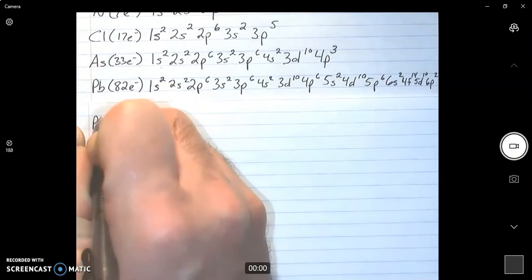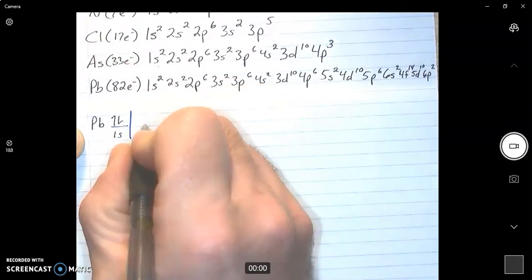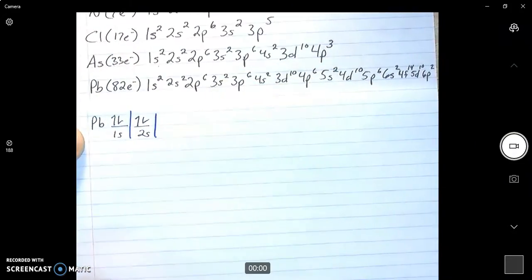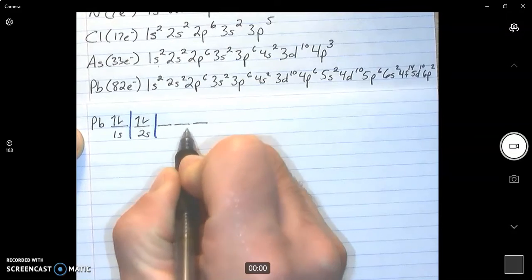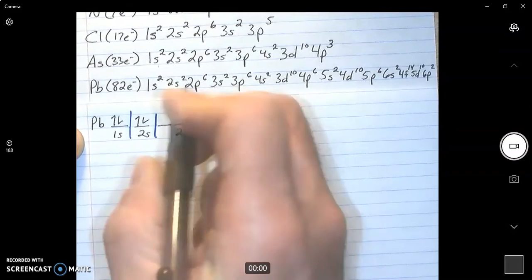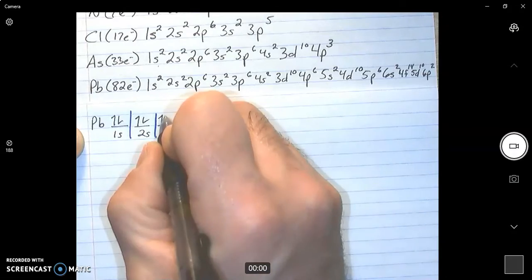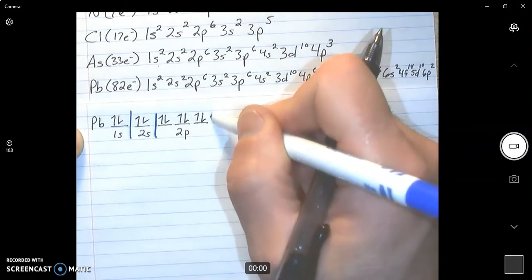For lead, we're going to start off the same place we always start, with the 1s. It gets an up and a down. We'll put our break in. We'll go to 2s. It gets an up, down. After 2s becomes 2p. You can draw these a little bit skinnier to try to save yourself some room as well. Following Hund's rule, every one of them is going to get a single electron before any of them gets doubled up, and when they do get doubled up, we're going to apply the Pauli exclusion principle and make sure that they have opposite spin.